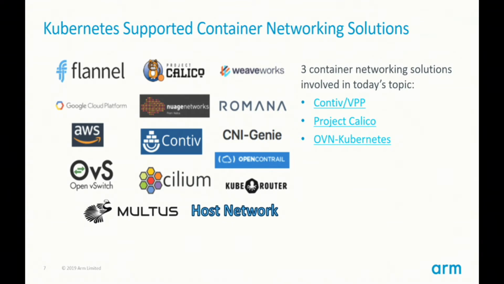In this presentation, I would like to give a little introduction to Contiv VPP, which is a VPP-based container networking solution, and the project Calico, which is widely used these days, with high performance and easy deployment. And OVN-Kubernetes, a container networking solution which uses OVS to do the container networking and uses the OVN controller to do the deployment.